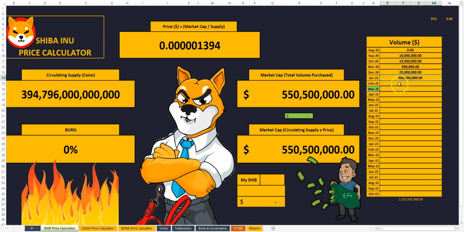1394, and let's just say I decide to buy at this stage, 100 million worth of SHIB. No, that's not enough. That's 10 million worth of SHIB. So I'm lucky. It's cost me 139. I'll just put that there. Let's just say about 1 million in one.